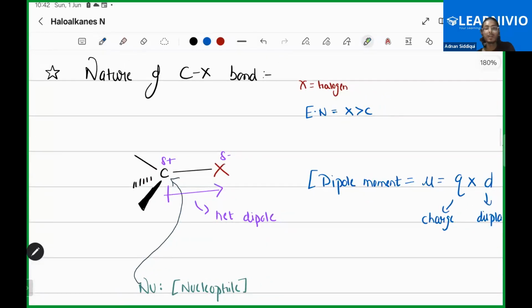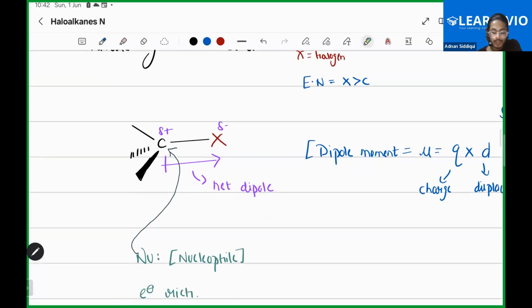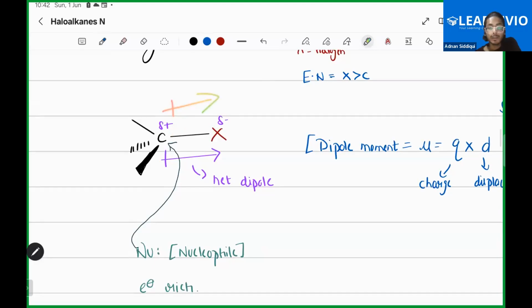Now, whenever there is a charge separation, there will be a dipole. What is dipole? Dipole is basically from low charge to high charge, low density to high density. Halogen is bearing negative charge, right? So the dipole moment or dipole direction will be from carbon to halogen. This is our net dipole. And because of this polarity due to electronegativity, these haloalkanes are prone to various reactions.